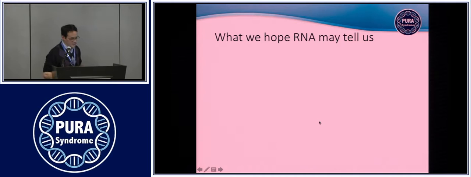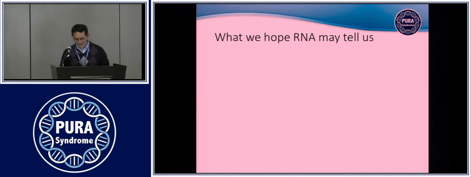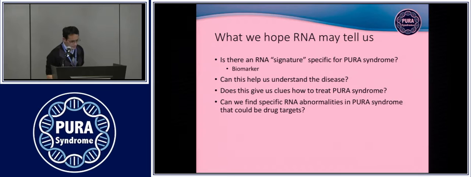So what do we hope that by looking at RNA we're going to find out? Well, as I said, we want to know, is there some sort of signature in Pura syndrome that can help us understand what's going on? Does it give us any clues of how best we could try to treat people with Pura syndrome? And in particular, what might be really great, although we have no idea if this will happen, is can we find a particular RNA abnormality, by looking at the splicing or something else, that perhaps we could try to fix and manipulate? Could that be a drug target that might have some beneficial effect?